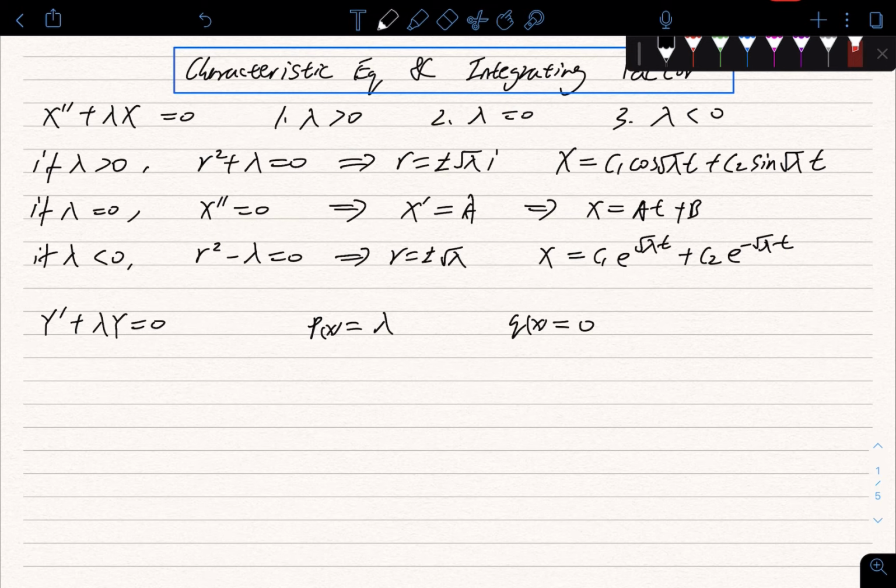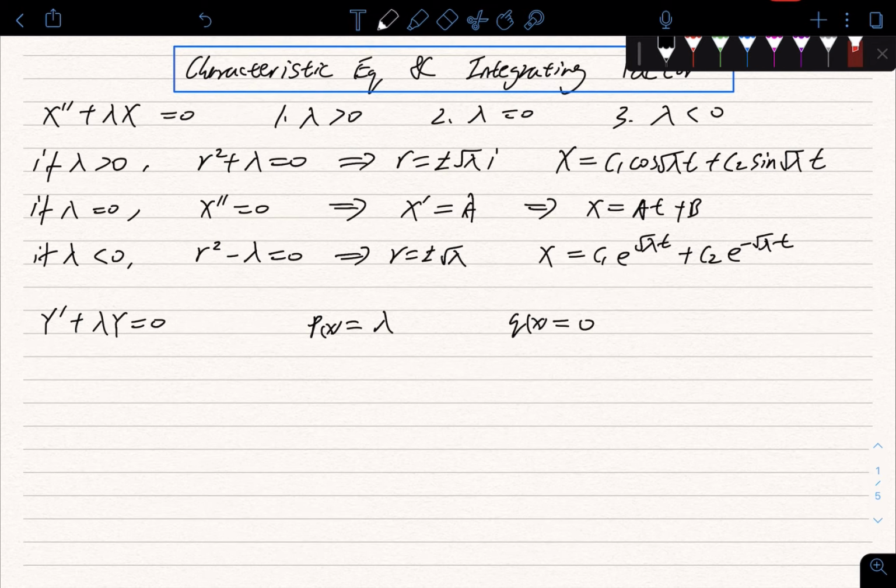And then what we need to do is to find our integrating factor, and that is I of x equals e to the integral of p of x dx. Actually, let's not use x, let's use t, because we used t above. So e to the integral of p(t) dt, and that will give us e to the integral of lambda dt, and that gives us e to the lambda t.